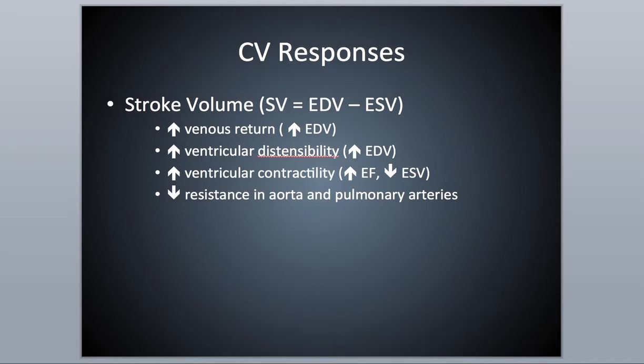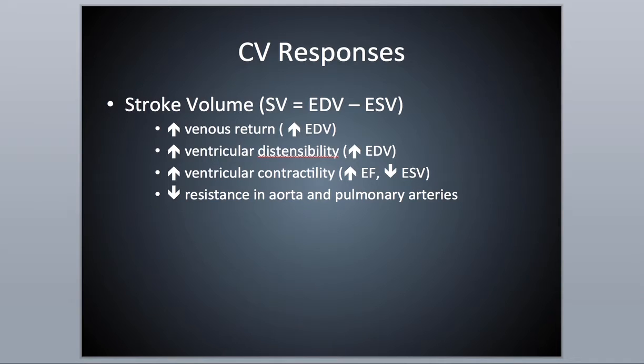All right, so looking at stroke volume, again, going back to the equation, stroke volume equals end diastolic volume minus end systolic volume. So anytime that we're going to change either end systolic volume or end diastolic volume, we're going to change stroke volume. All right, venous return is basically the blood coming back from the veins, going into the vena cava.